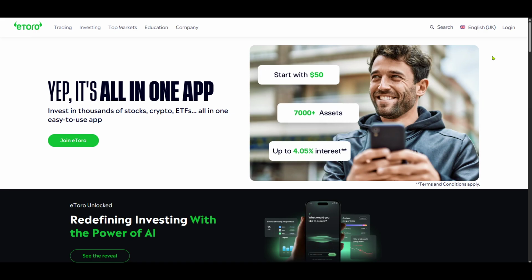First things first, open your preferred web browser and head on over to the eToro website. You can easily do this by typing in the URL. It's your one-stop shop for trading stocks, cryptocurrencies, and ETFs, all within a powerful, user-friendly app.